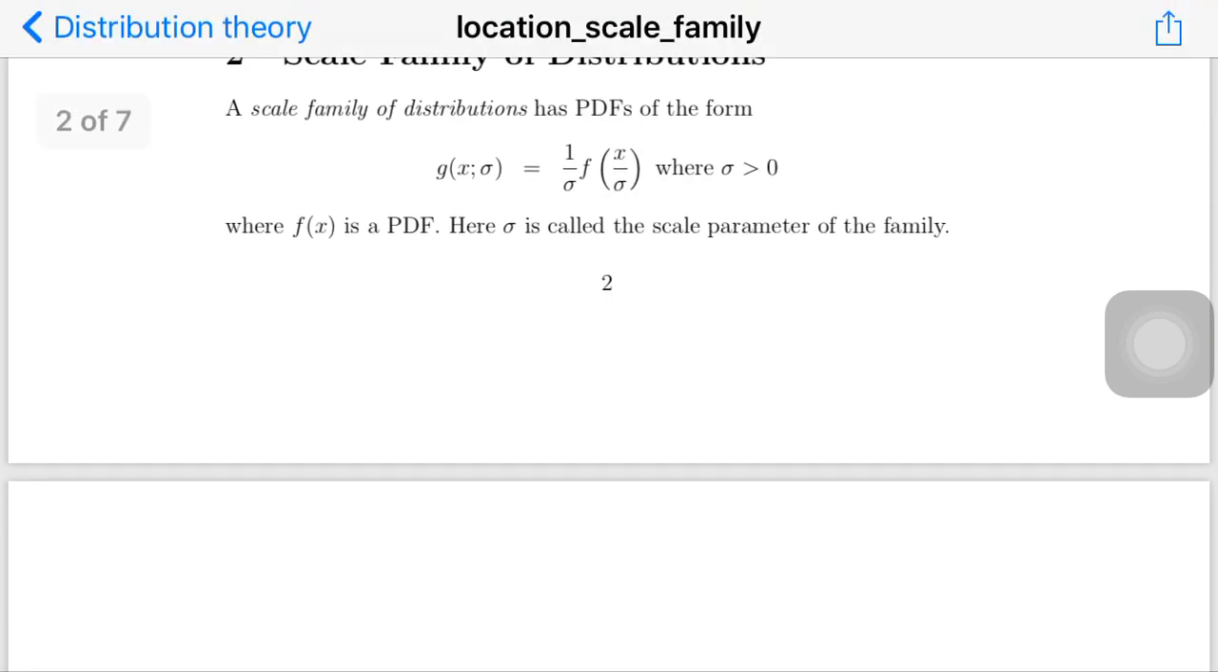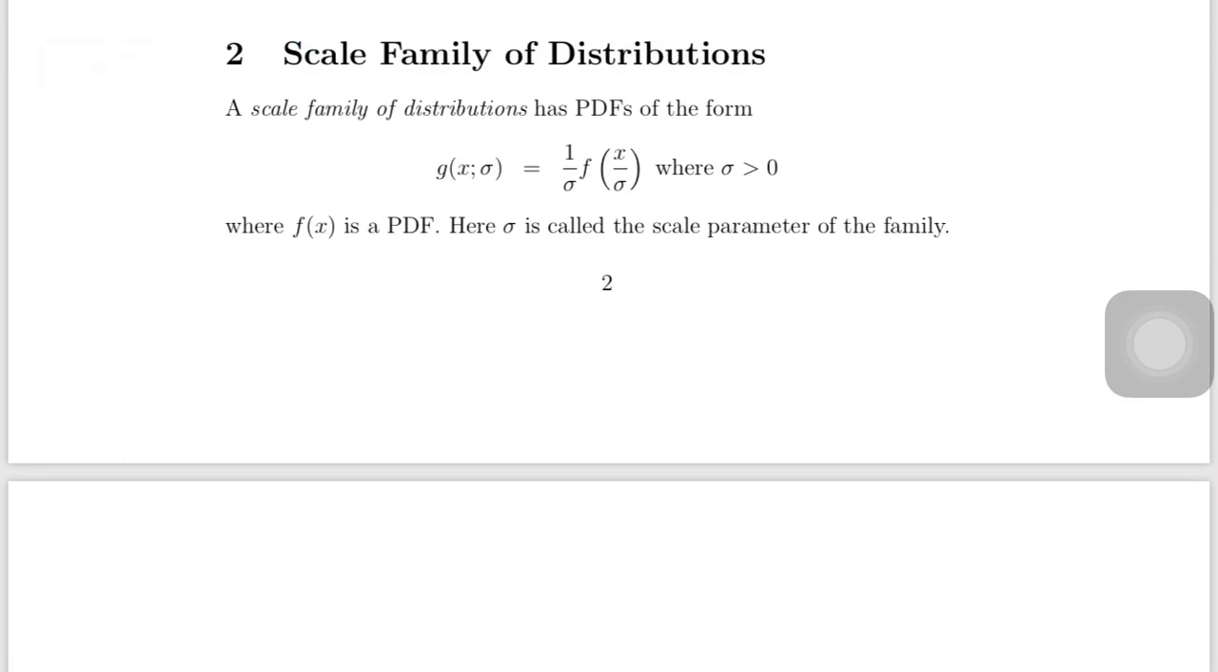In the last video, we were discussing what is meant by a location family of distributions. Here, we shall discuss a scale family of distributions. We have seen in the location family of distributions, when location changes, the probability curve shifts either to the right side or left side without changing the shape of the distribution. But here in the scale family, the scale parameter will influence in another way.